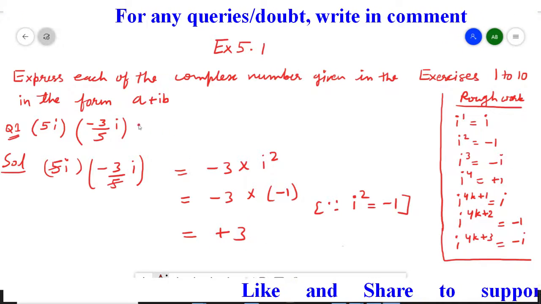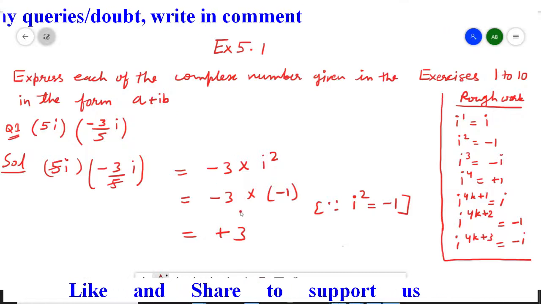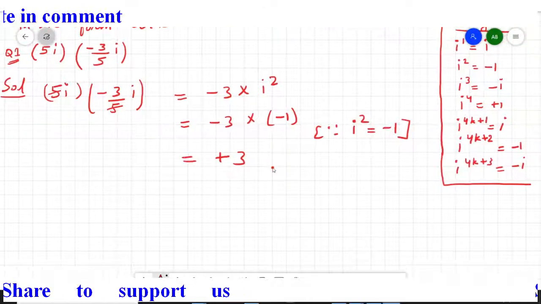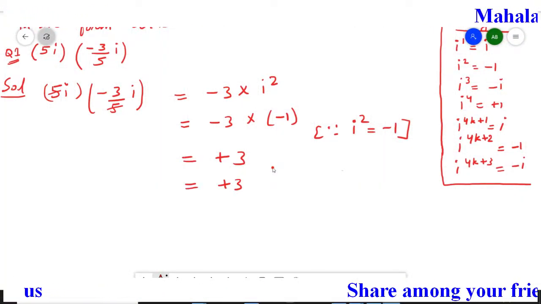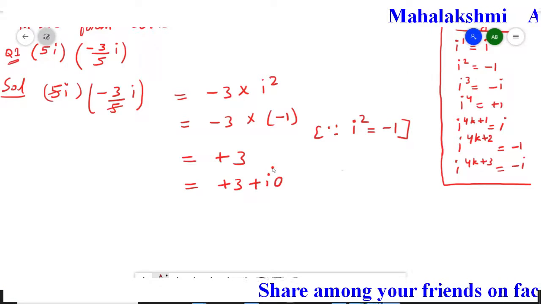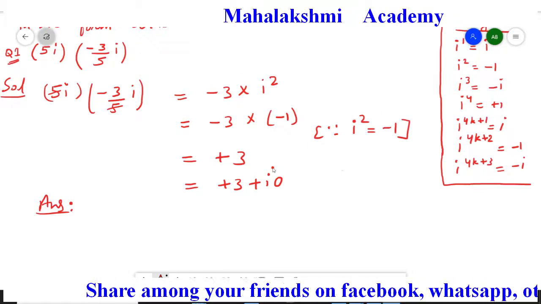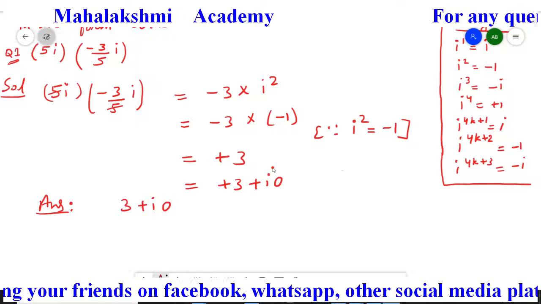Now this plus 3 we have to convert into the form of a plus iota b. Here we got only the real part, the imaginary part is missing. So we will create the imaginary part on our own side. So it is going to be 3 plus iota 0. Like this we can create the imaginary part by multiplying by 0. So it is 3 plus iota 0. So this question is completed.